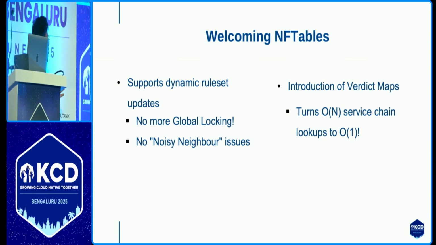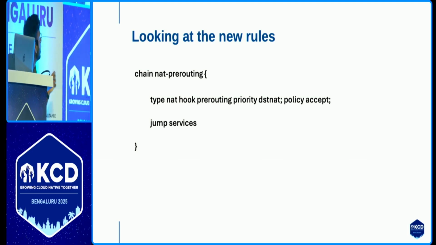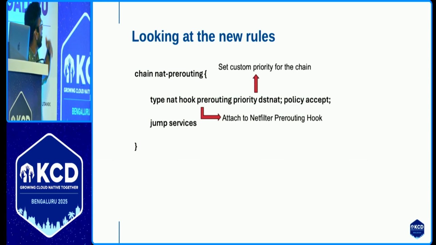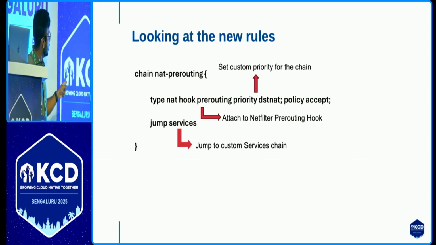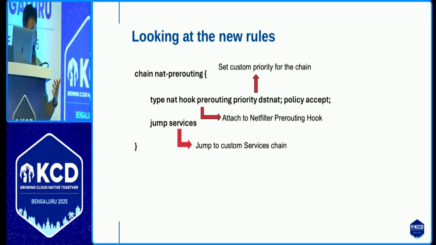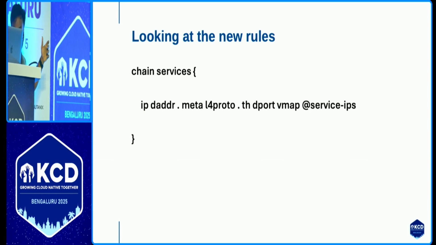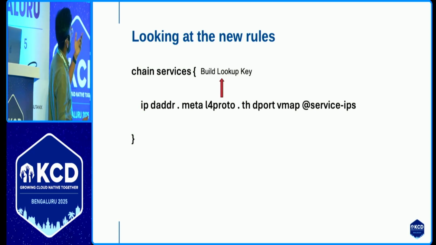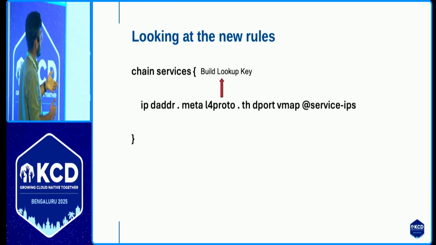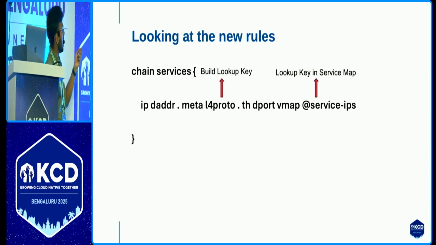So let's take a look at what it means in the new rules. So first, Kube-Proxy defines a NAT pre-routing chain, attaches it to a Netfilter pre-routing hook, sets a custom priority for it, and adds a rule to jump to the custom services chain. This custom services chain is again registered by Kube-Proxy and looks something like this. In the services chain defined by the Kube-Proxy, we first build a lookup key, which is made out of the network packet. You take the destination address from the network packet, which protocol is used, and what is the destination port. You build a lookup key from this and look it up in the service IP's verdict map.